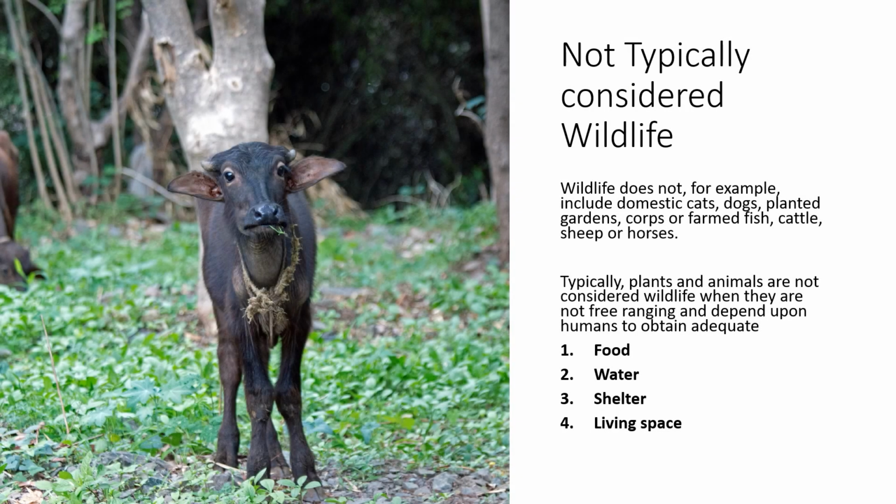Now let's talk about what wildlife is not. Sometimes it's easier to define something by telling you what it is not. In this particular case, wildlife is not considered an animal or a species that depends on us humans for food, water, shelter, or living space. So under this definition, we would not consider dogs, cats, planted gardens, cattle, sheep, or horses to be wildlife.